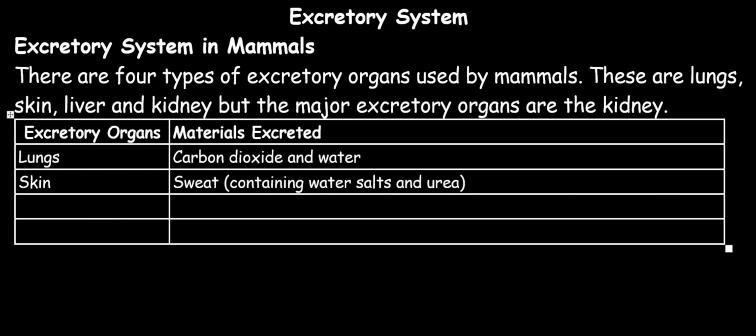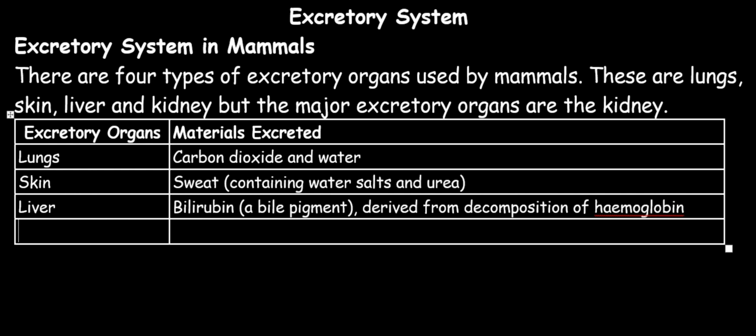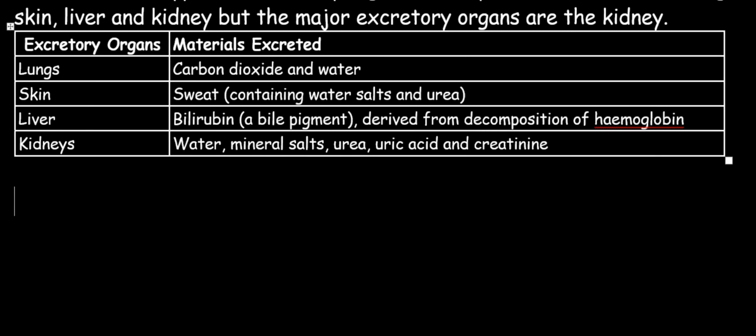The next excretory organ we'll look at is the liver. The materials excreted by the liver include bilirubin. Bilirubin is a bile pigment that is derived from the decomposition of hemoglobin. The next excretory organ is the kidney, and the materials excreted by the kidney include water, mineral salts, urea, uric acid, and creatinine. Now let's talk about the kidney proper.